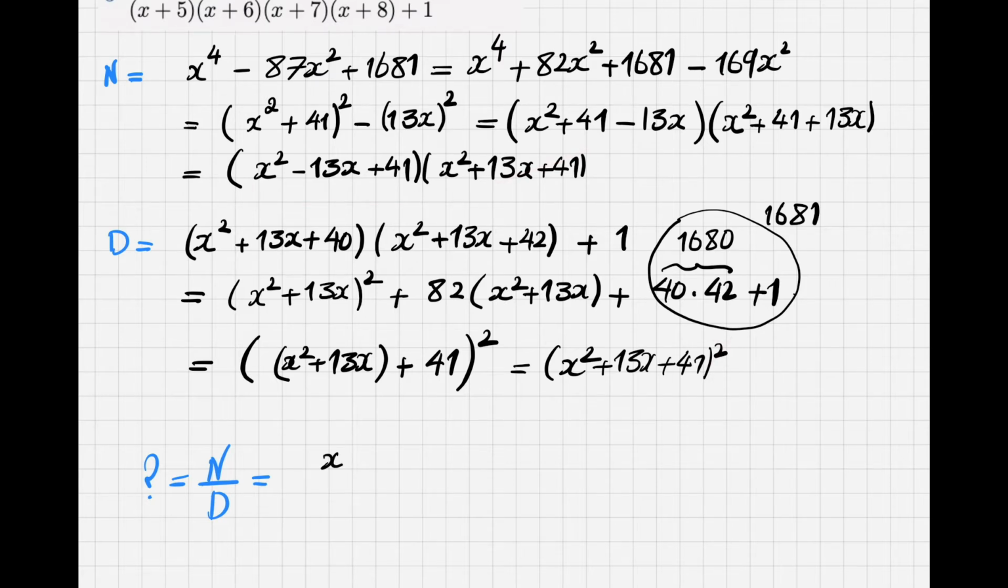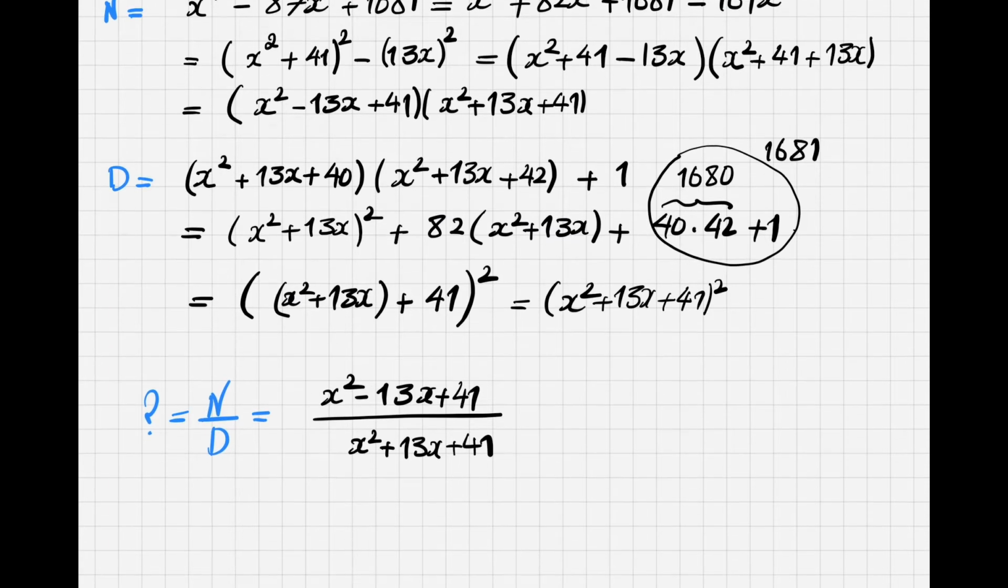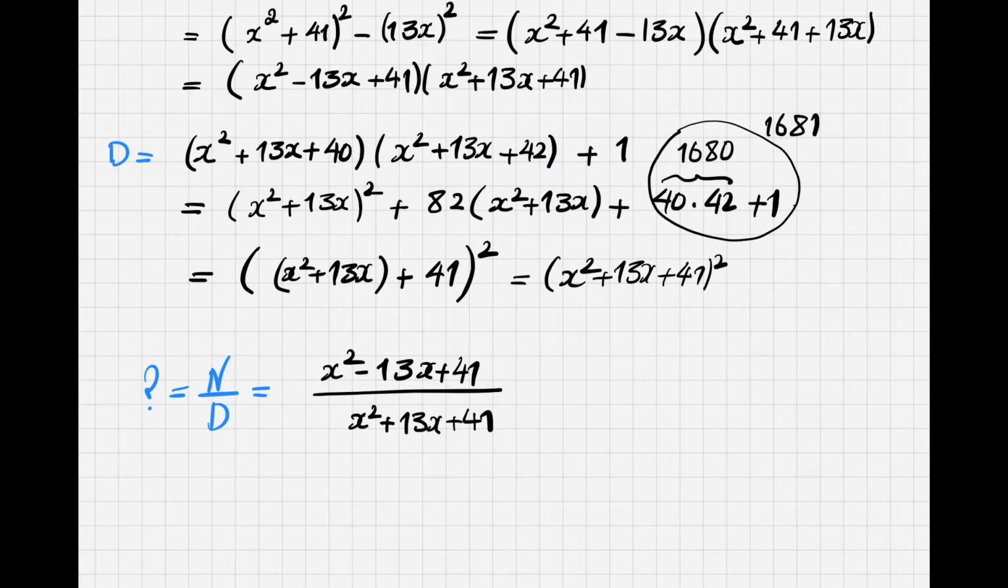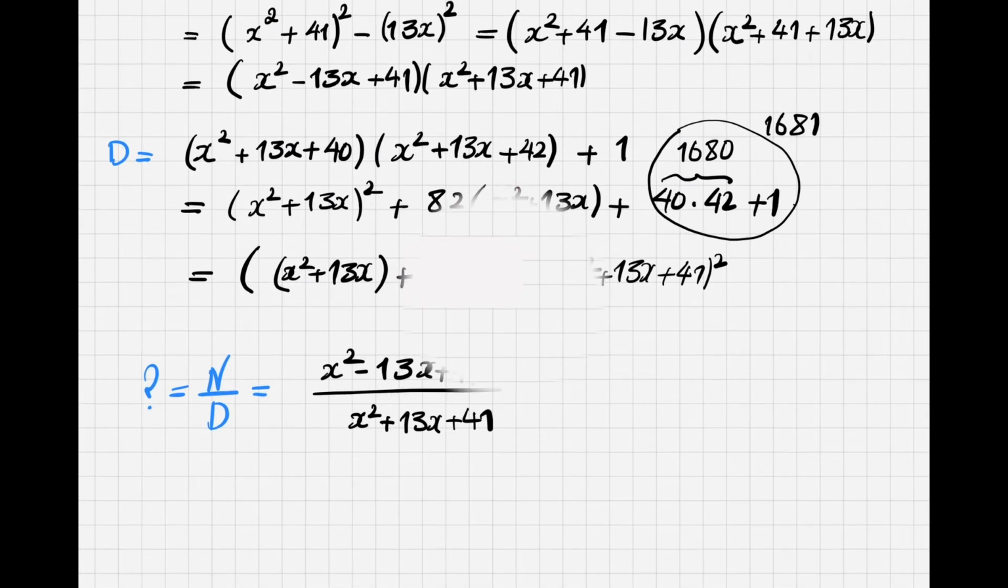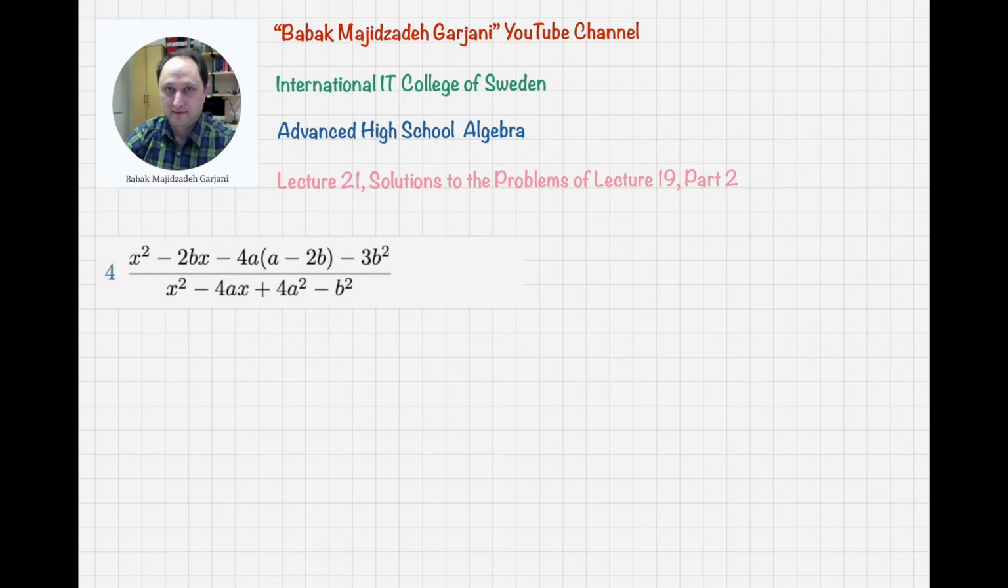So it becomes x squared minus 13x plus 41 divided by x squared plus 13x plus 41. And as I told you before, you can see that this cannot be factorized anymore in the set of rational numbers. So that is the end of this problem. Okay, now next part, number 4.